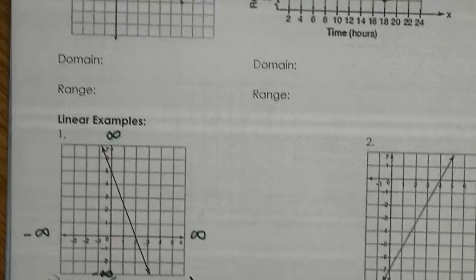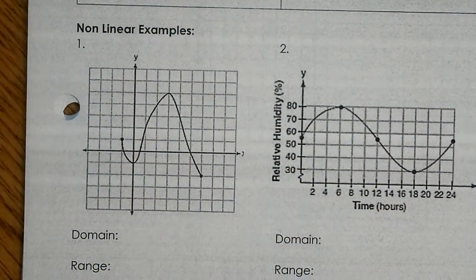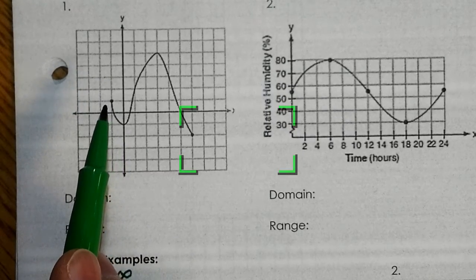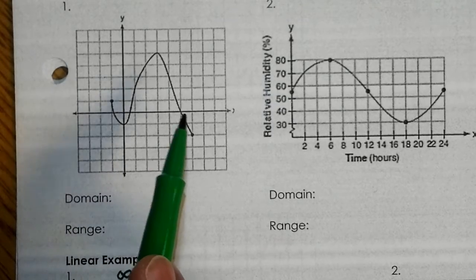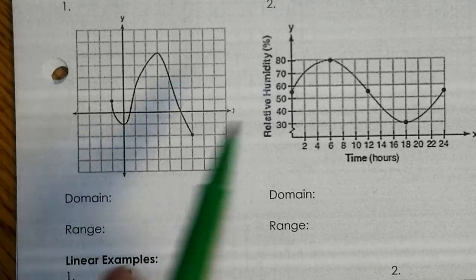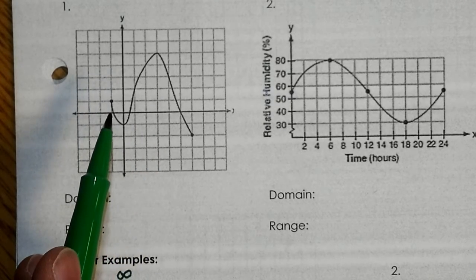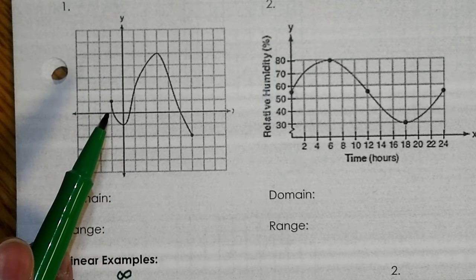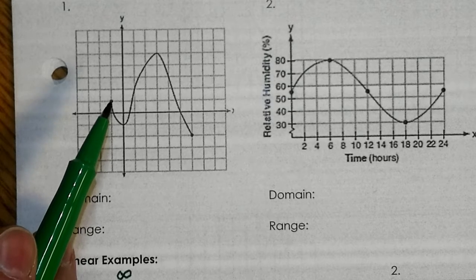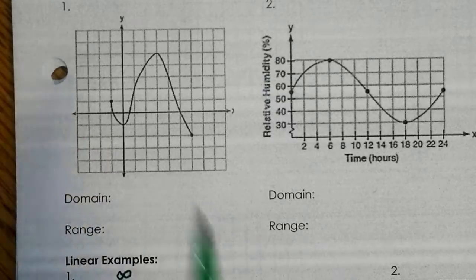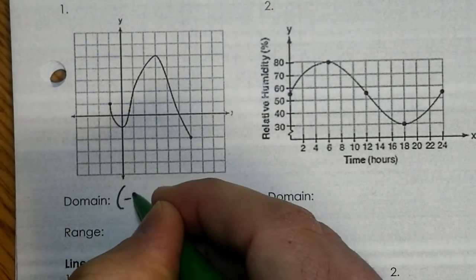If you look at number 1, notice the line stops, doesn't it? It stops at a certain point, and on the right side, it stops at a certain point too. So for domain, if we're talking about left and right, how far left does the graph go? When does it stop? Where on the X does it stop? Negative 1 is right here. So our domain would start at negative 1.